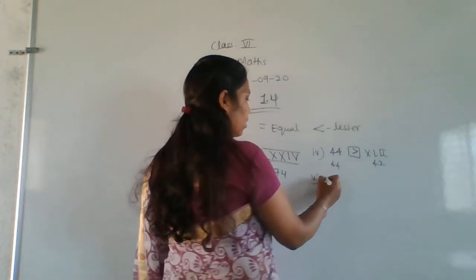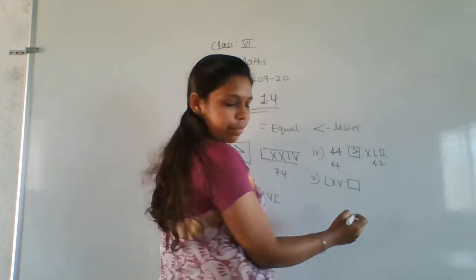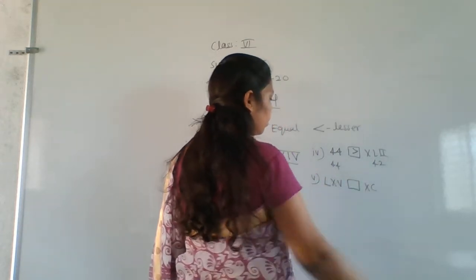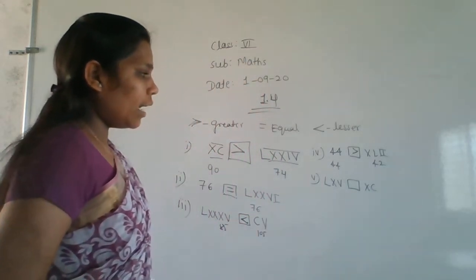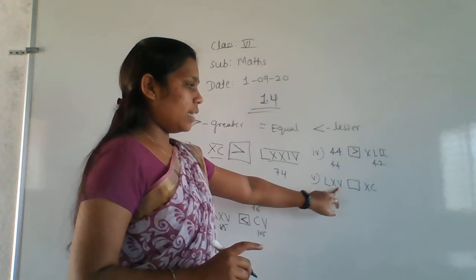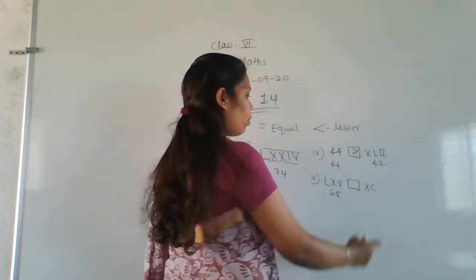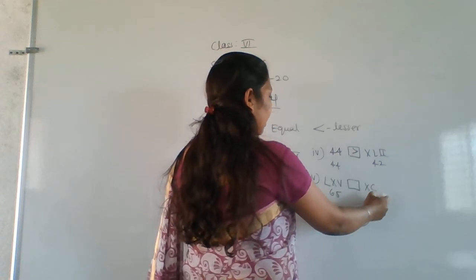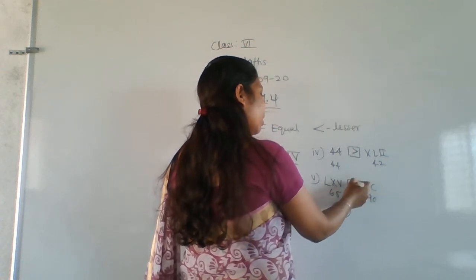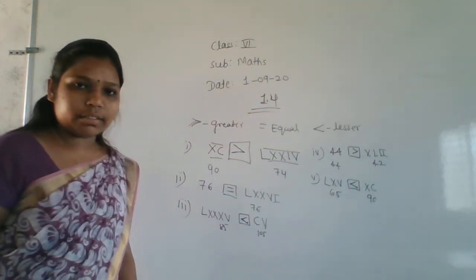Next, the fifth one is LX5 and here is XC. LX means 60, 65. So this is 65. And XC is nothing but the 90 value. So this one is greater, right? So just put the mark here like this.